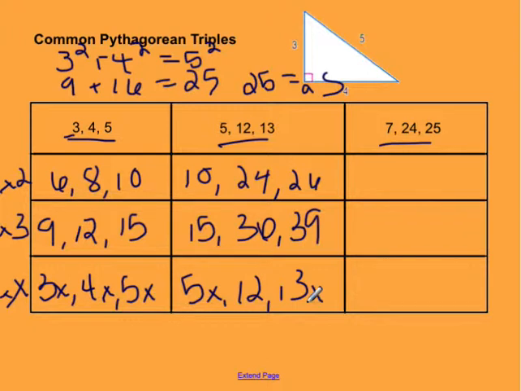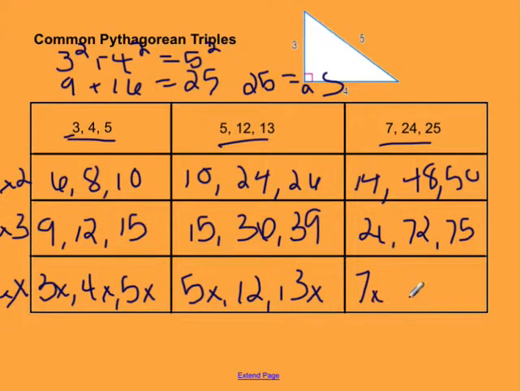triple. So for the multiples of 2, we have 14, 48, and 50. That will multiply to be a Pythagorean triple. You can multiply them by 3 and do 21, 72, and 75. Likewise, we can throw in that x multiplier. No matter what x is, as long as we multiply the same ones by the same value, it will form a right triangle.